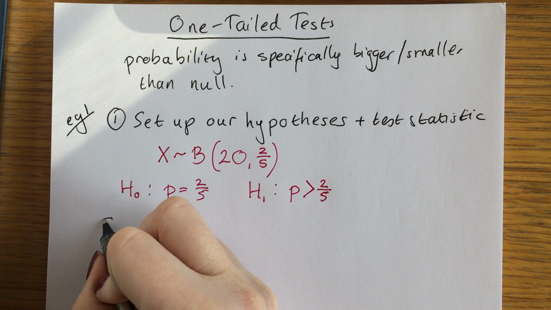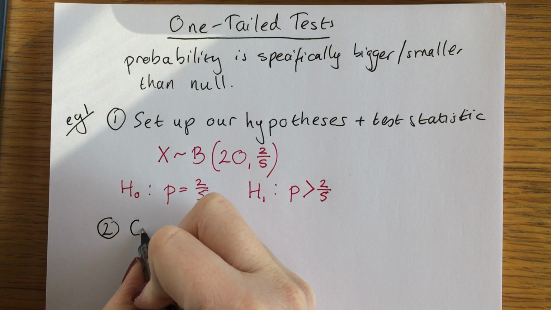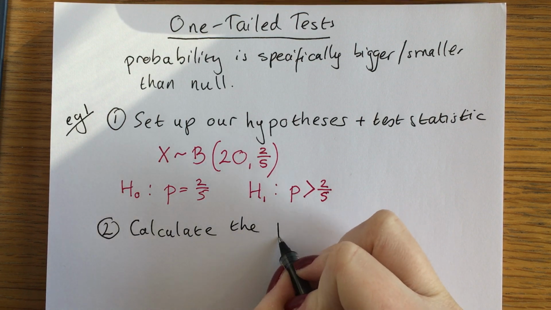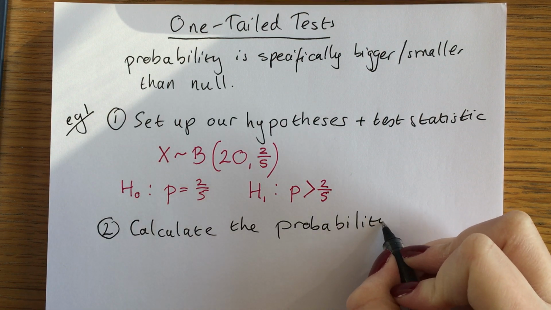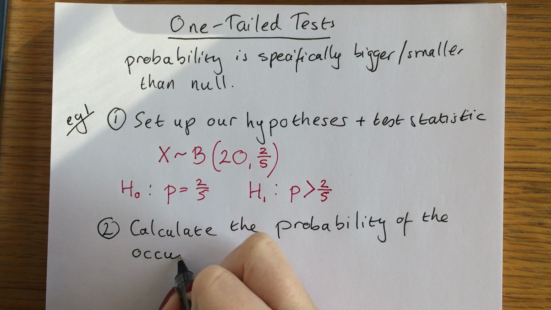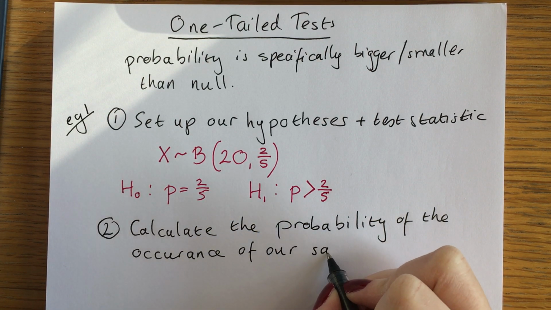So our next step is to calculate the probability of the occurrence of our sample.